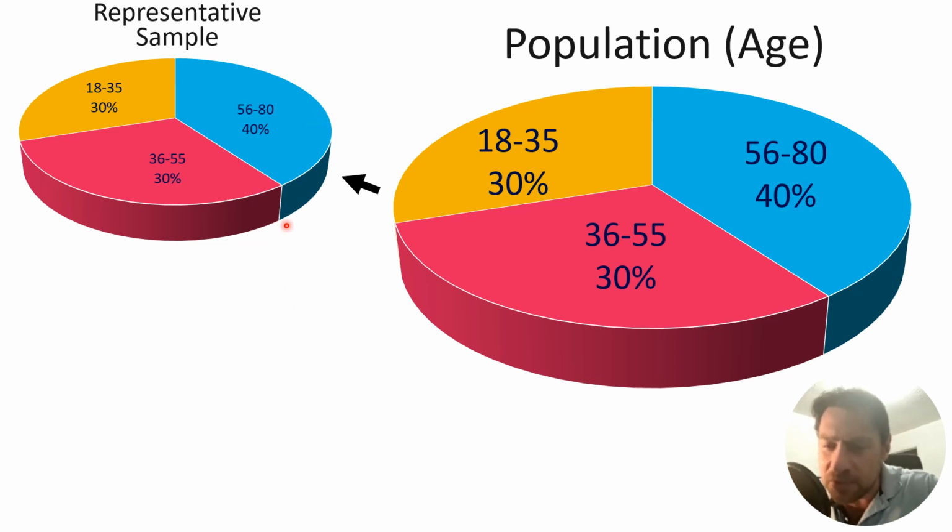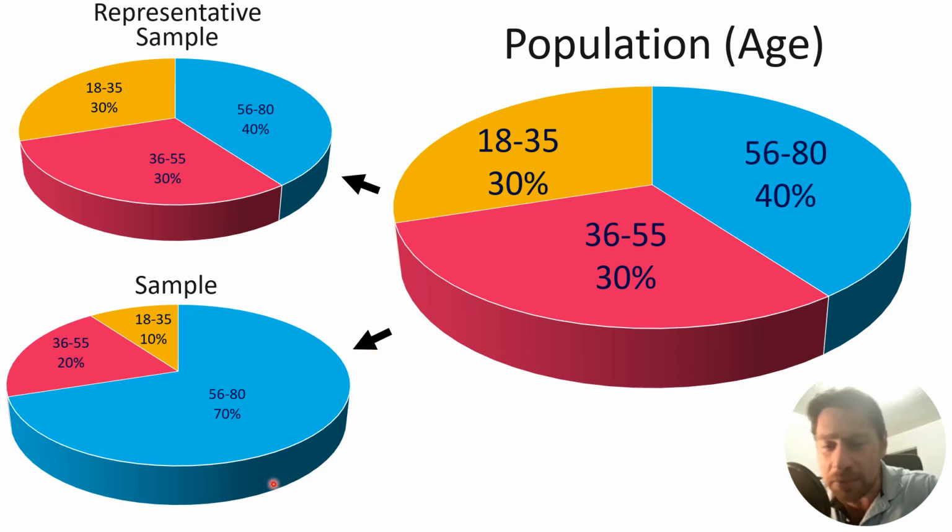Now consider the following scenario. Let's say this is your sample. Okay. Now, if you look at the sample, you may notice something is off. You may notice that older people, 56 to 80, are vastly overrepresented in your sample, and younger people, 18 to 35, are vastly underrepresented. So here, the properties of your sample do not match the properties of the population from which it was drawn. And so this would be an example of a biased sample.